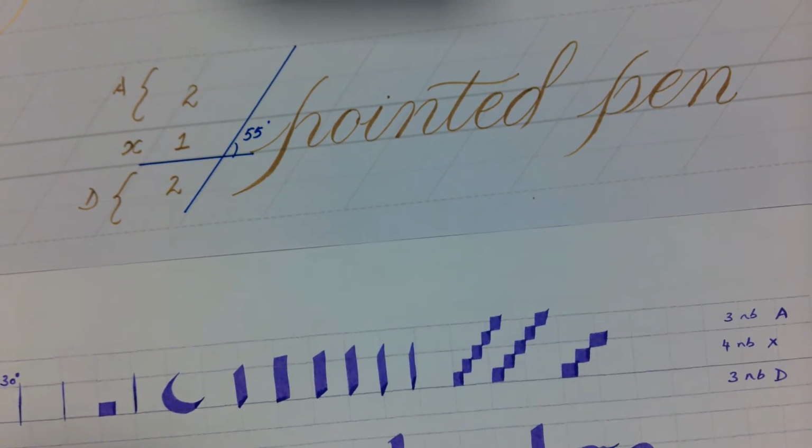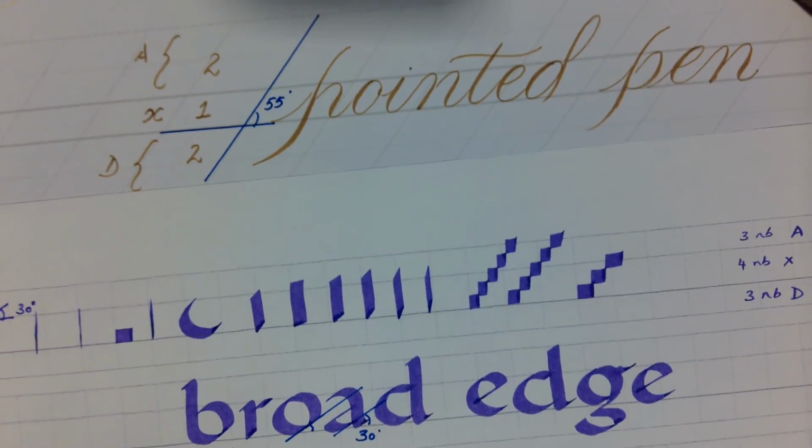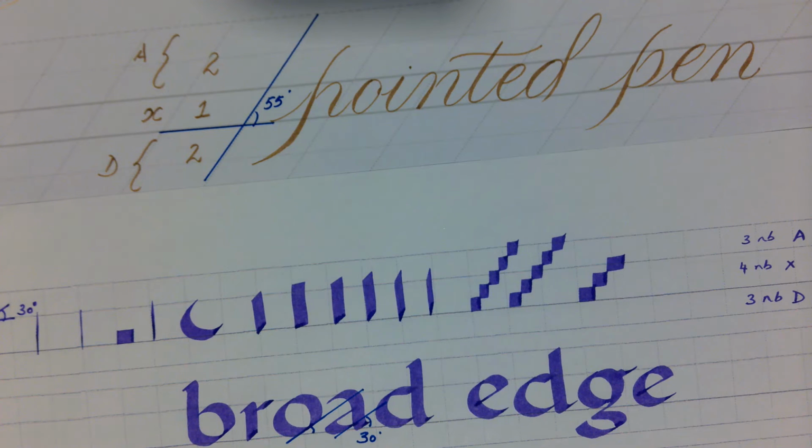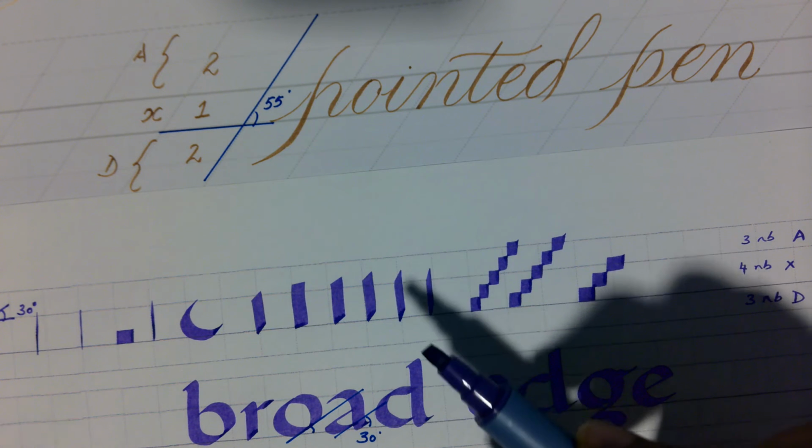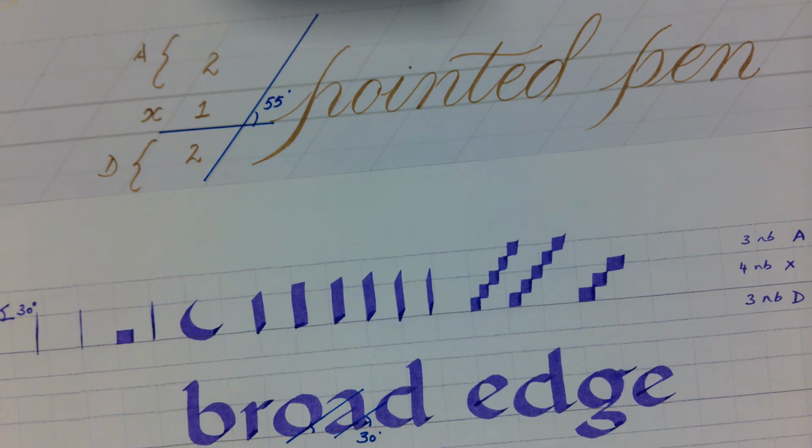So in a nutshell, the tool that you use to create pointed pen calligraphy in comparison to broad edge calligraphy is different. Pointed pen calligraphy is written with tools that are pointed, which means you apply pressure to create the thick and thin strokes. But in broad edge calligraphy, the tool that is used has a flat nib or a broad nib that has been cut to an angle so that you can change the angle of writing to create the thick and thin stroke variations.